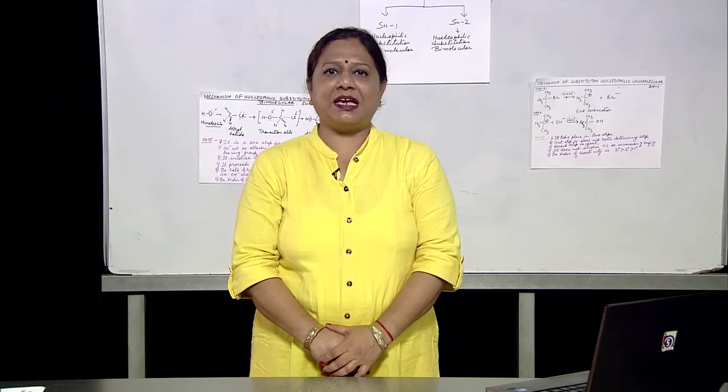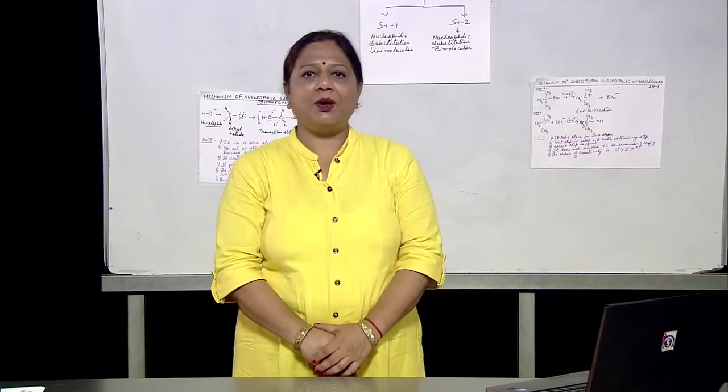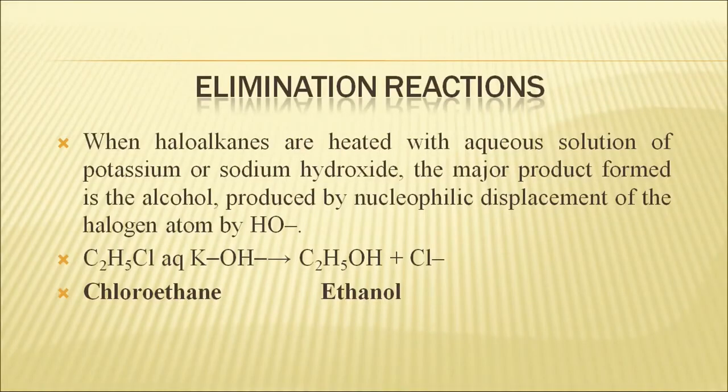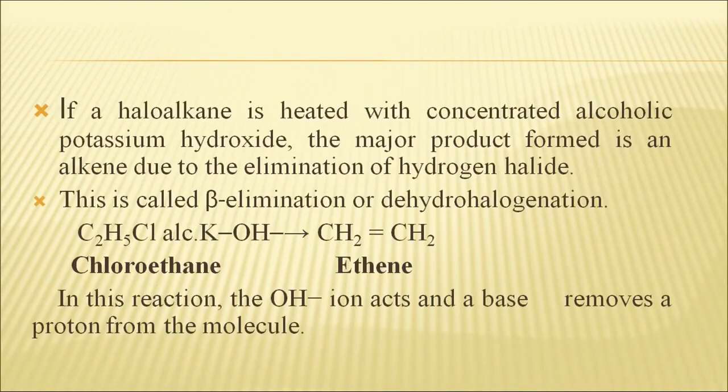Next reaction is the elimination reaction. When haloalkanes are heated with an aqueous solution of potassium or sodium hydroxide, the major product formed is alcohol, as you can see from the equations. C2H5Cl with aqueous KOH gives you alcohol. But if you take alcoholic KOH, then the products are different. Here the OH is acting as a base.